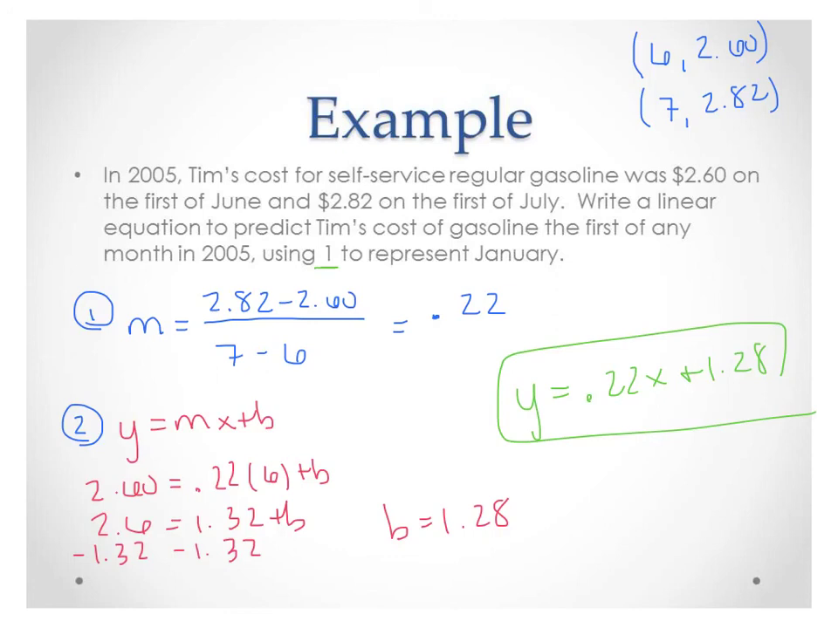Okay, that was 4.4. Remember, the two things you have to write an equation in slope-intercept form are your slope and your y-intercept. Have a good day. Let me know if you have questions.